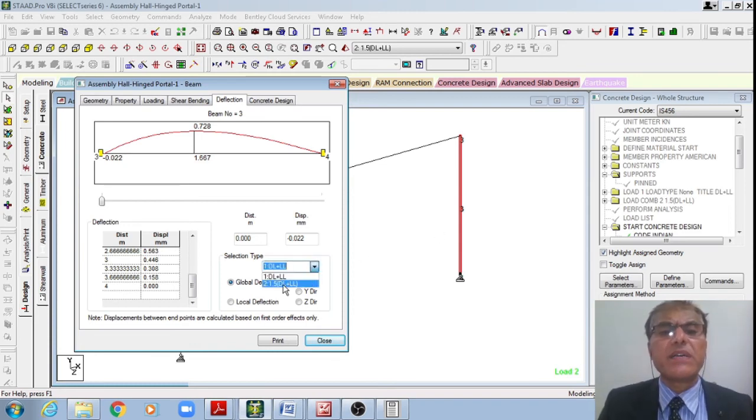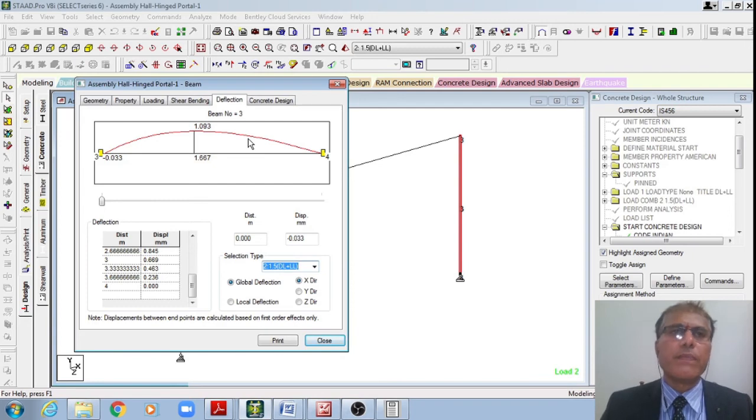Whereas for factored loads, this is 1.093, whereas for unfactored load the maximum deflection is equal to 0.728. Therefore 0.728 multiplied by 1.5 works out to 1.093. That is how even now you can check for the deflection also.